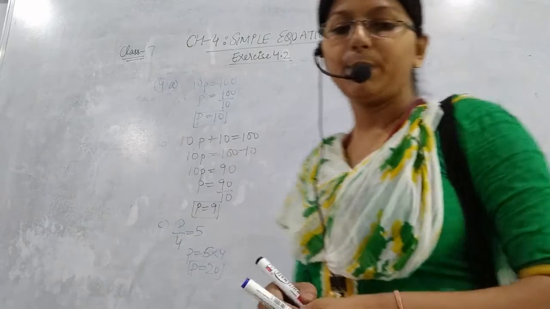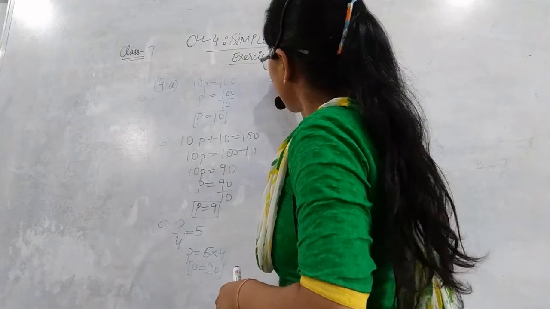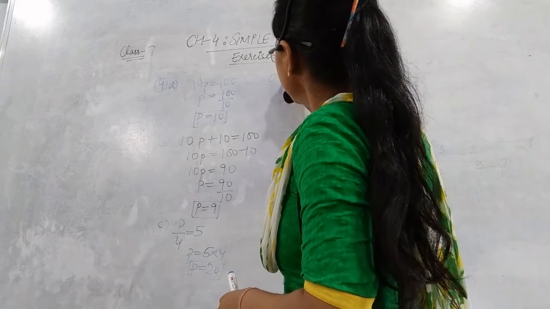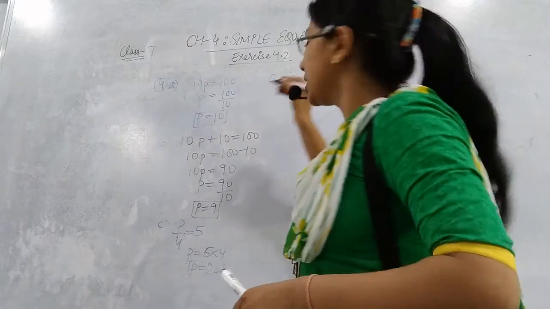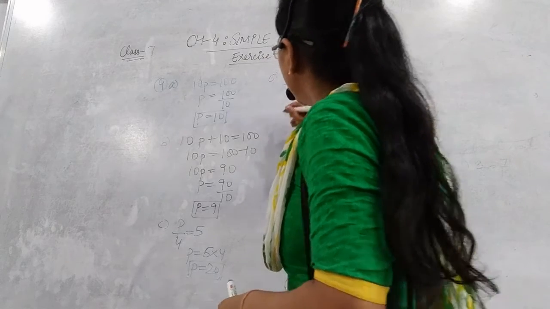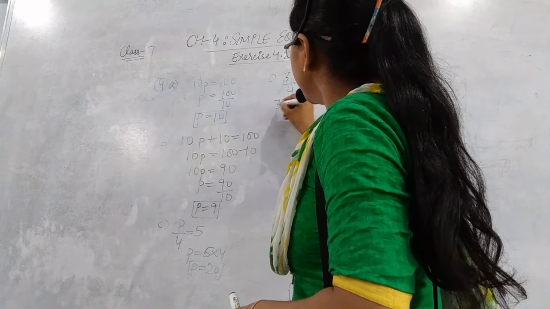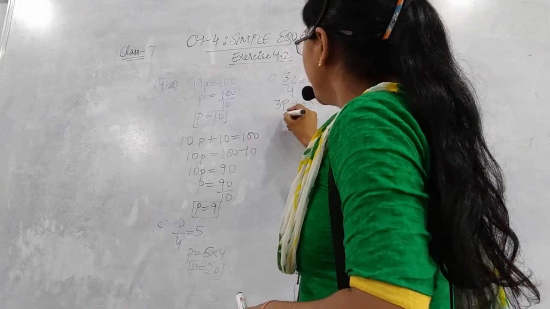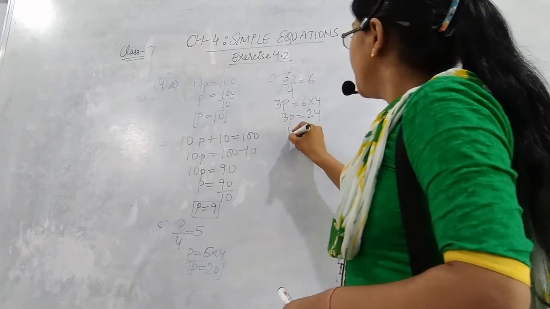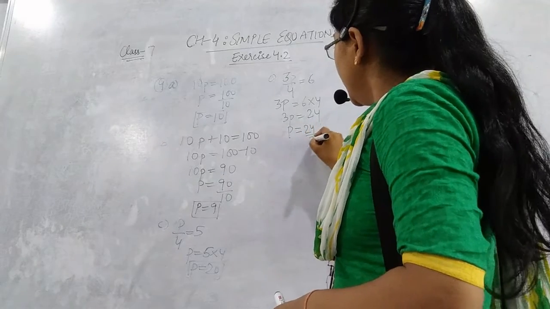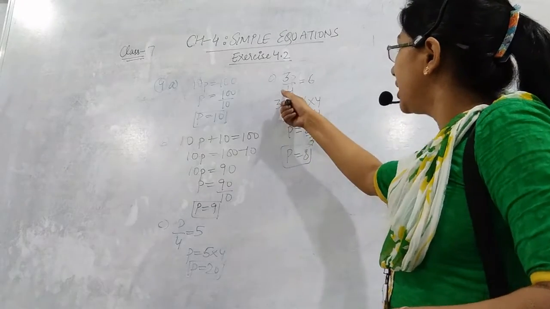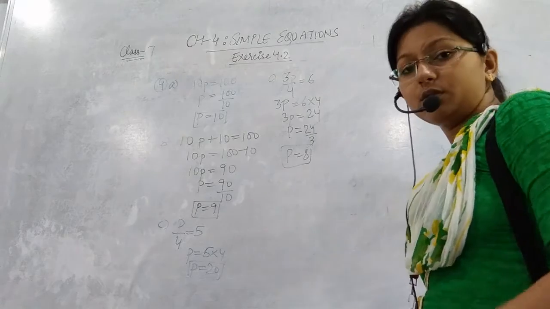ठीक है, ई पार्ट आप देखेंगे, ई पार्ट में क्या है, 3p by 4 इज इक्वल टू 6. यहाँ पे भी वेरिएबल के साथ दो नंबर है, 3 और 4. तो पहले हम 4 को शिफ्ट कर देंगे मल्टीप्लाई में, 3p इज इक्वल टू 24. ओके, सो p इज इक्वल टू 24 बाई 3, p इज इक्वल टू 8. सिंपल. पहले जो डिवाइड में था उसको मल्टीप्लाई कर दिया, फिर जो मल्टीप्लाई में था उसको डिवाइड कर दिया.